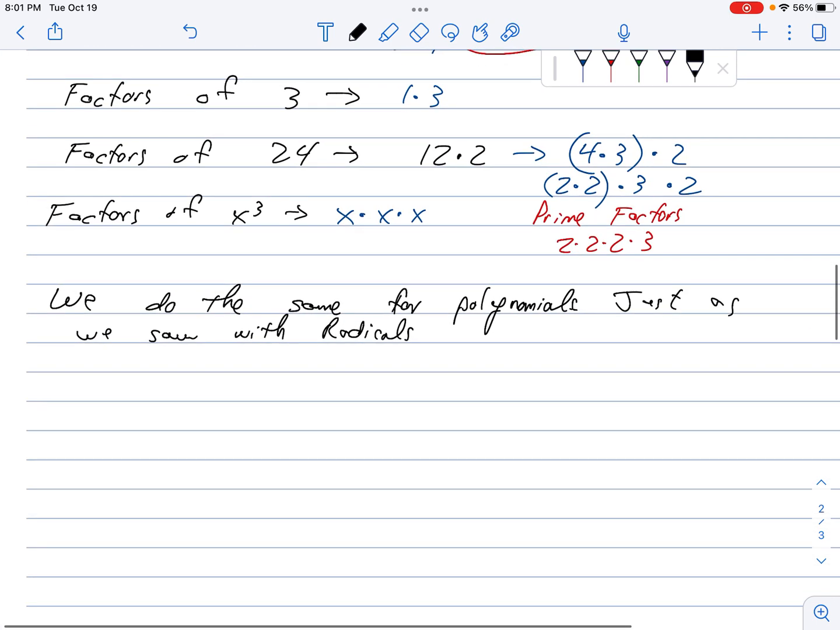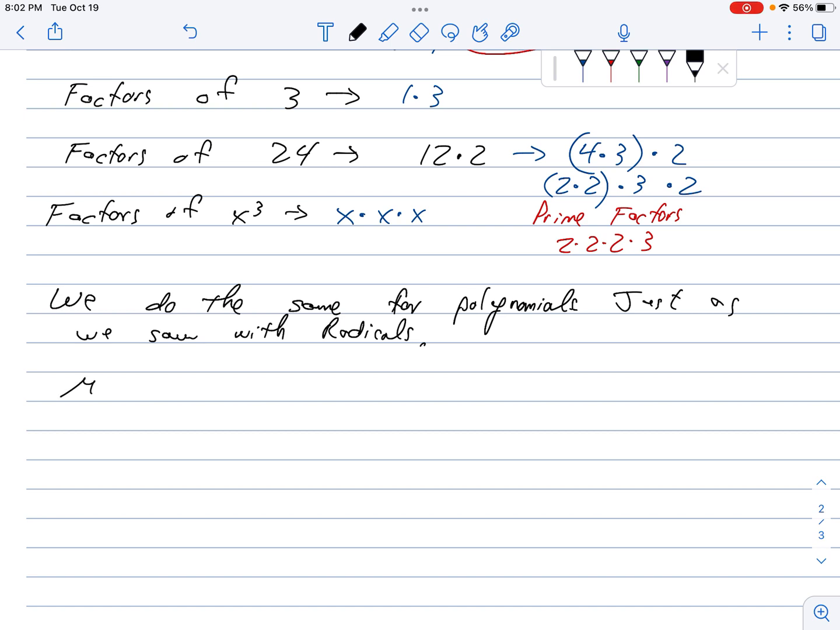And I'll zoom up a little bit, just as so with radicals, right? So as I was saying in the examples above, the same idea with polynomials. Break it down into prime factors. Break it down as far as you can go. If you can simplify it more, do so. Okay? And then just as we saw with radicals, I kind of explained that up here.